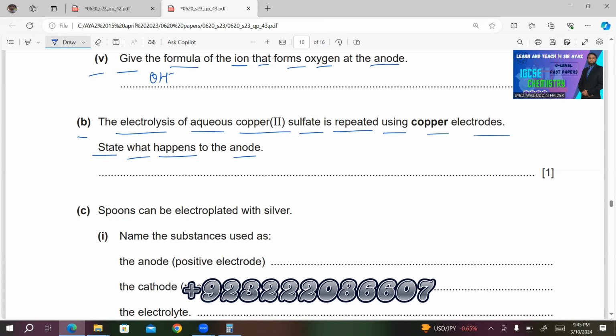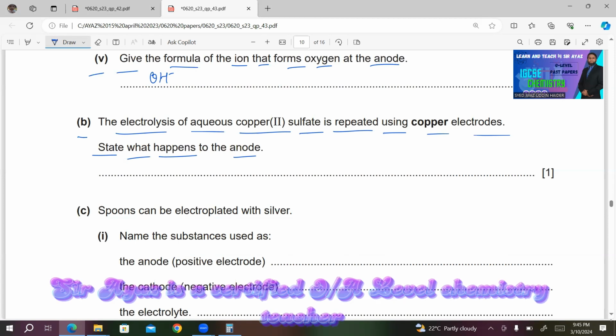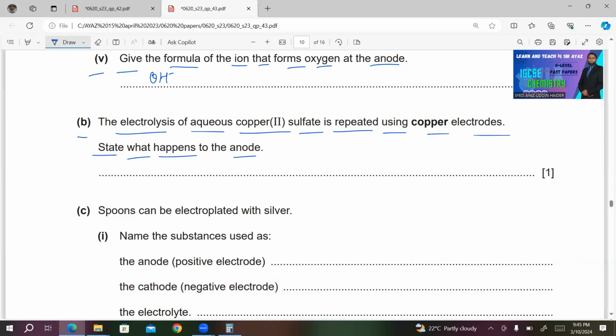So here, if you use copper electrode instead of inert electrode, the electrode will be involved during the electrolysis and there will be increase in mass of cathode. And on the other hand, copper anode dissolves because in the solution there will be loss of Cu2 plus ion, as Cu2 plus ion will get deposited to the cathode, and in order to compensate this loss, the anode dissolves. So you write anode dissolves.